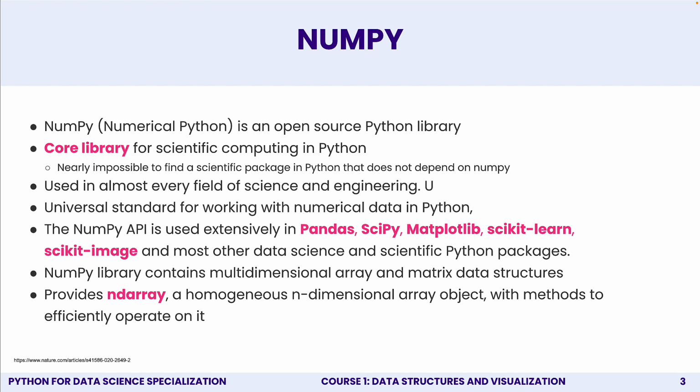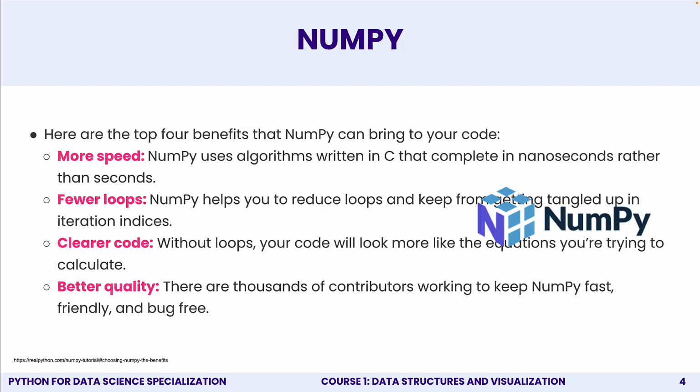It provides an object called ndarray, which is an n-dimensional array object with homogeneous elements. And it has different types of methods that allow you to manipulate this data, which we are going to introduce in this lecture today.